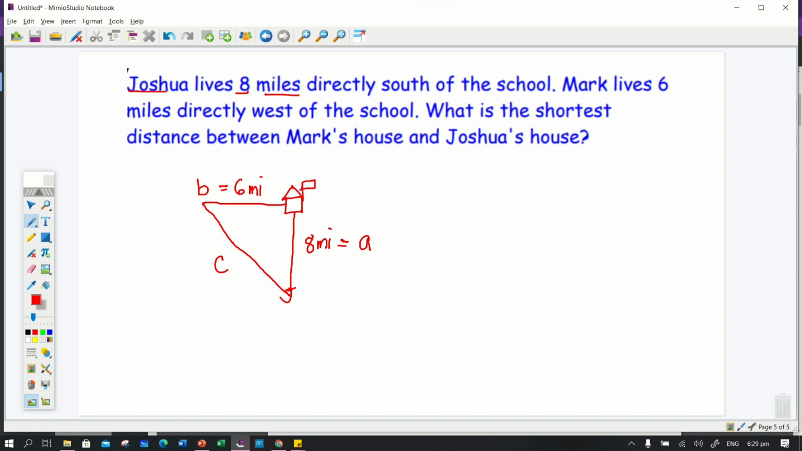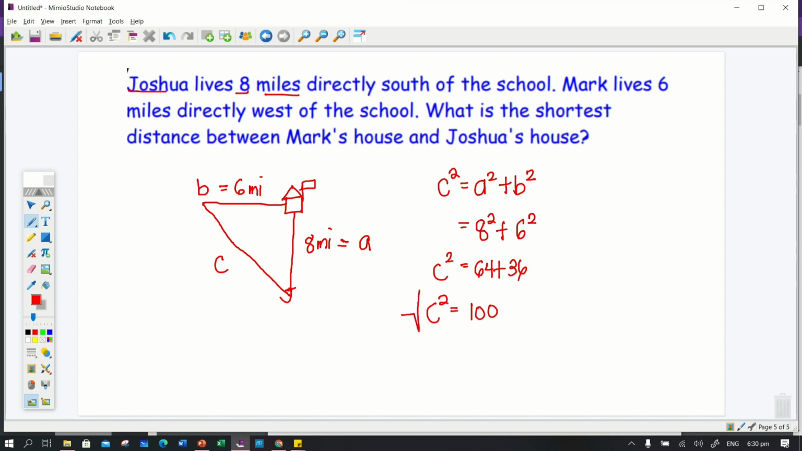So to solve for the hypotenuse, we have c squared is equal to a squared plus b squared. By substitution, a is 8, so we have 8 squared, plus b is 6, so 6 squared. Then 8 squared is 64, plus 6 squared, that is 36. So that's c squared. Then we simplify: c squared is equal to 64 plus 36, that is 100.